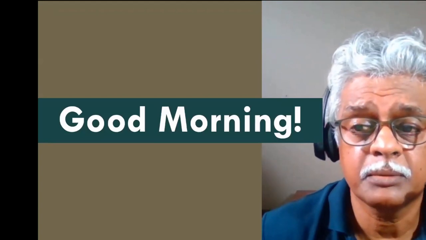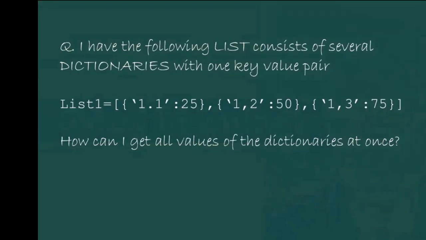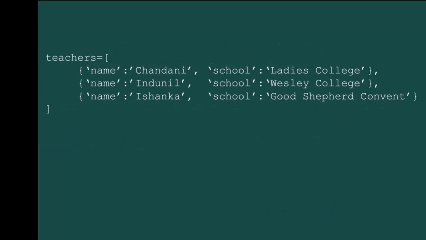Before starting the PHP session, this is the question. I have the following list consisting of several dictionaries with one key-value pair. Now, the list of dictionaries given is a bit complicated, because I will get a very practical collection of dictionaries. Let's try it this way. Right, now I create the list.